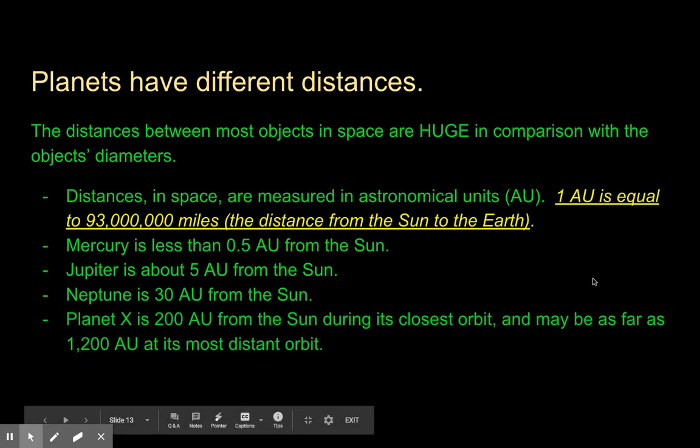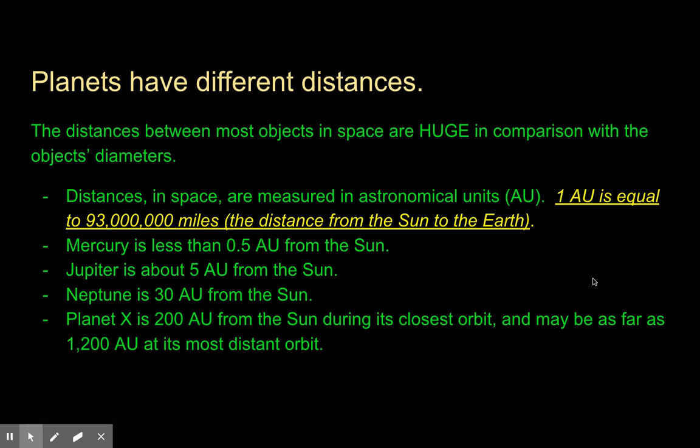Planet 9, Planet X, whatever you want to call it, the planet that we figure may eventually replace Pluto as the 9th planet in the solar system, is 200 AU from the sun during its closest orbit, and it could be as far as 1200 AU at its most distant orbit. That is way out there.